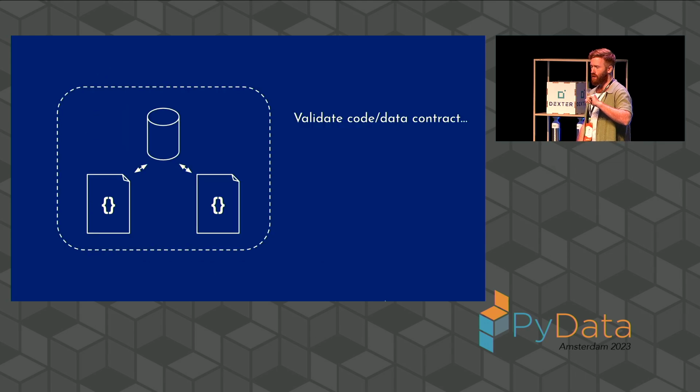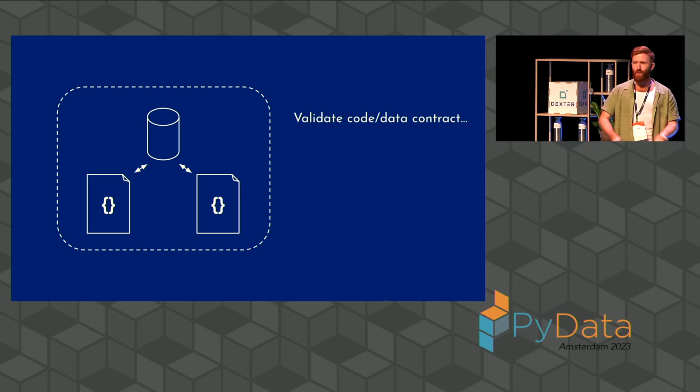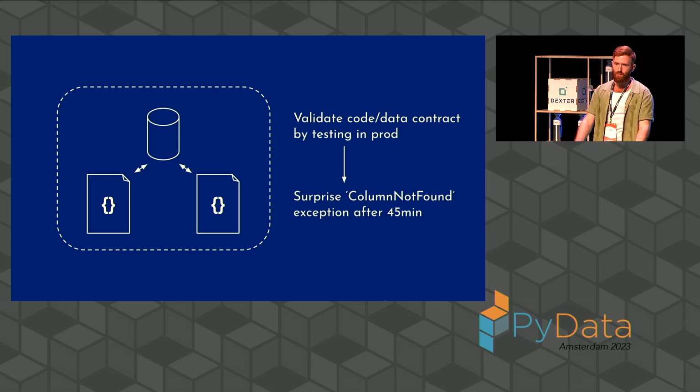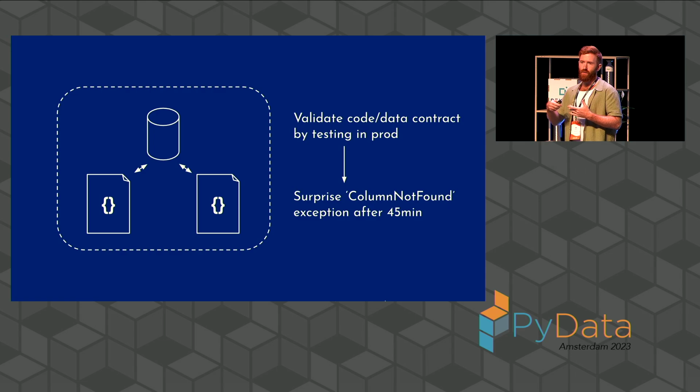Start off, local testing. The point of this whole thing, we have a contract between our code and our data that is either implicit or explicit, but at the end of the day, we want to validate it. We want to make sure that the code actually matches up with what the data looks like. And most frequently, and still quite frequently, what happens is that you're going to do this in prod. You're going to write your code based on your own understanding of the data, and then you're going to put it into either a staging environment that's tested up against production data, or you're going to actually just put it up into production. And then after 45 minutes of runtime, you're going to see a surprise column not found exception.